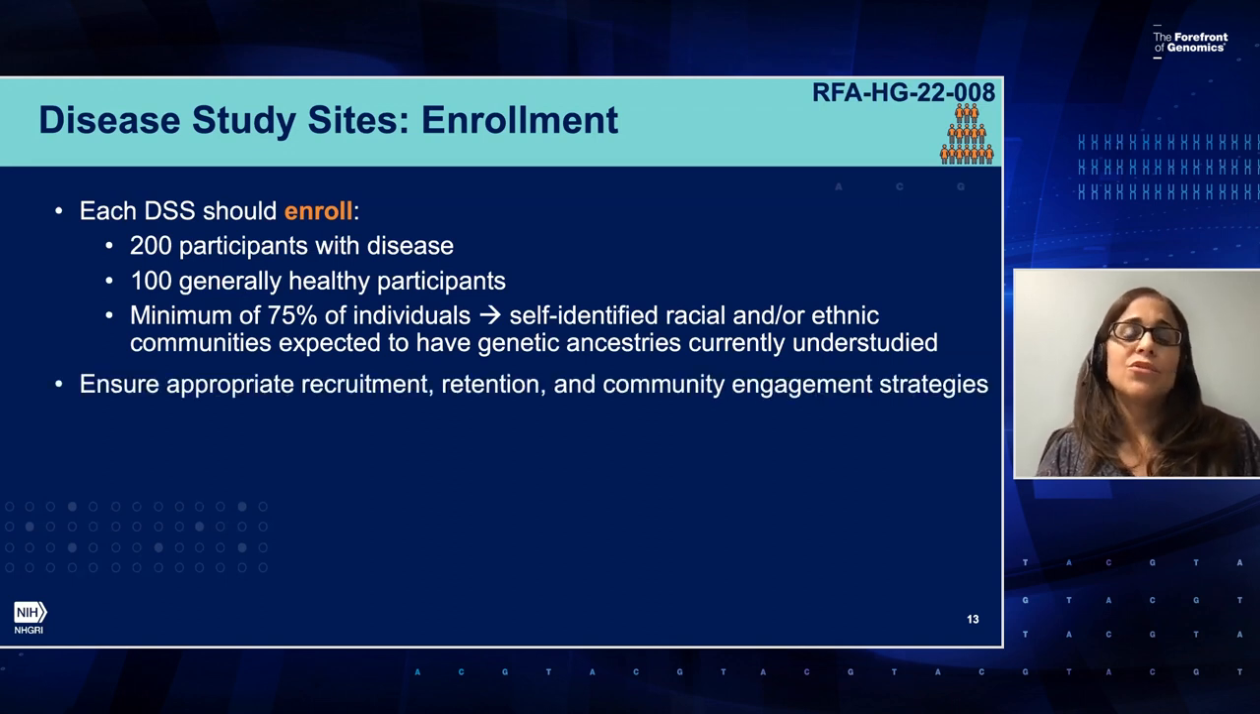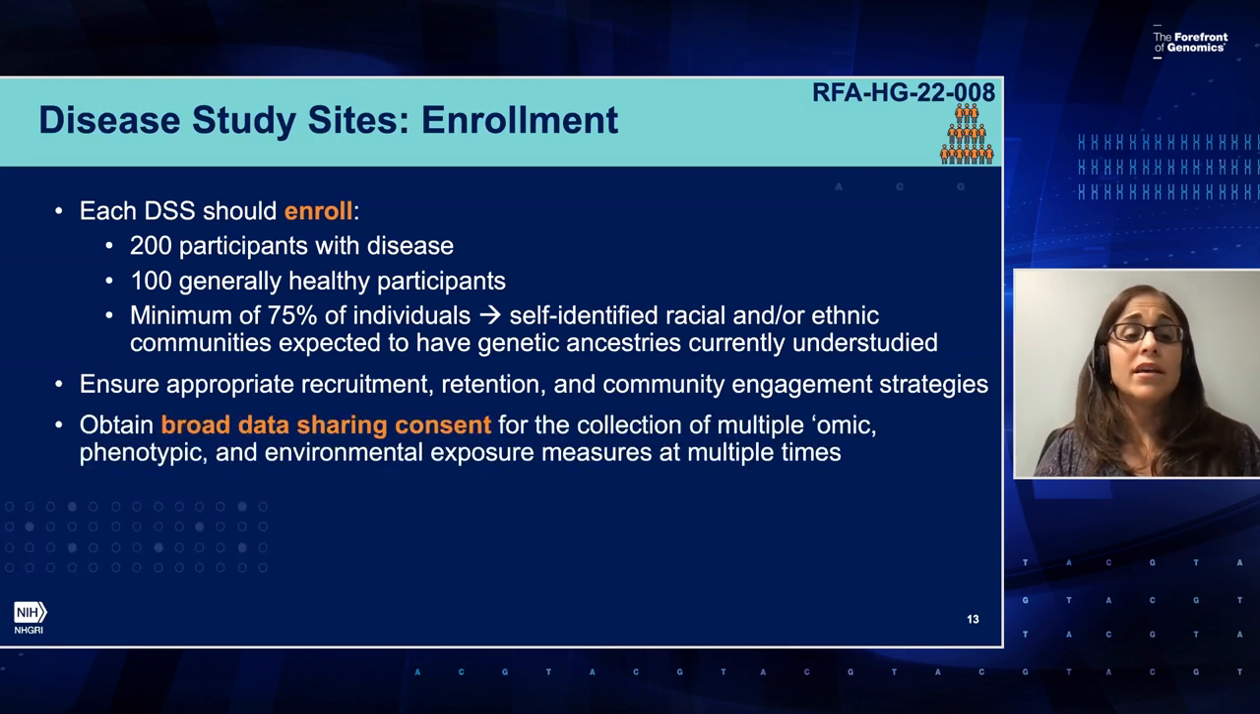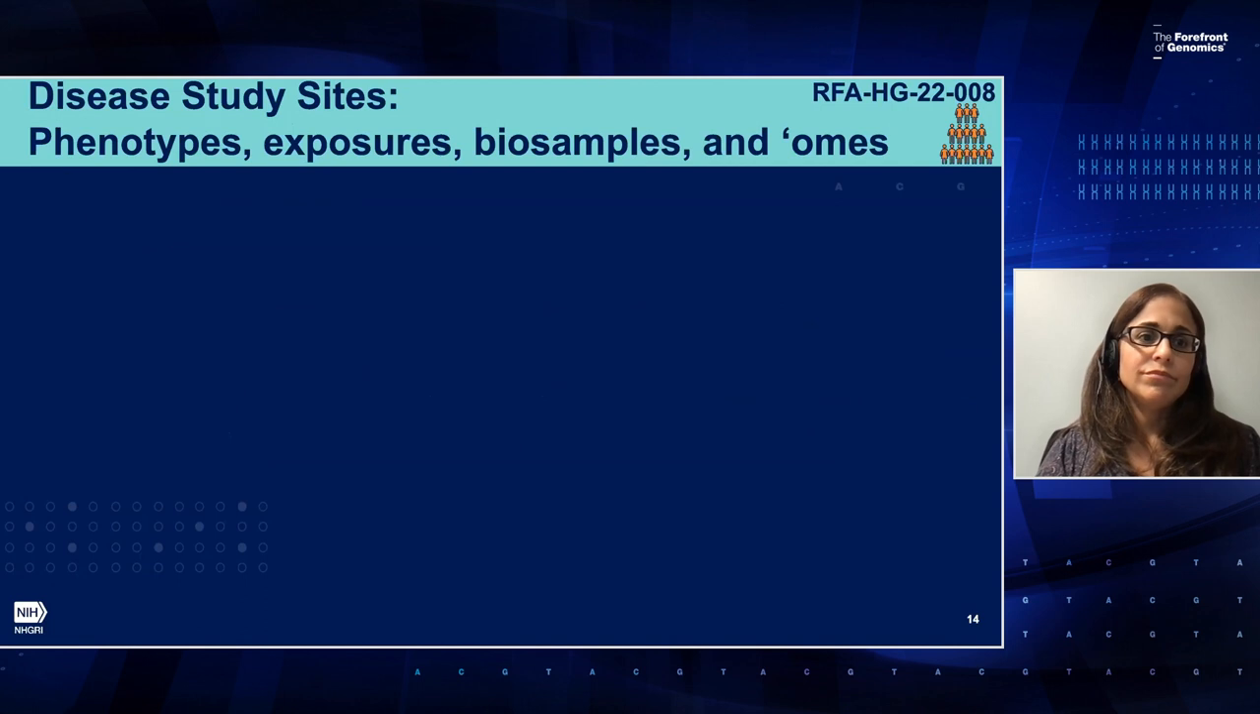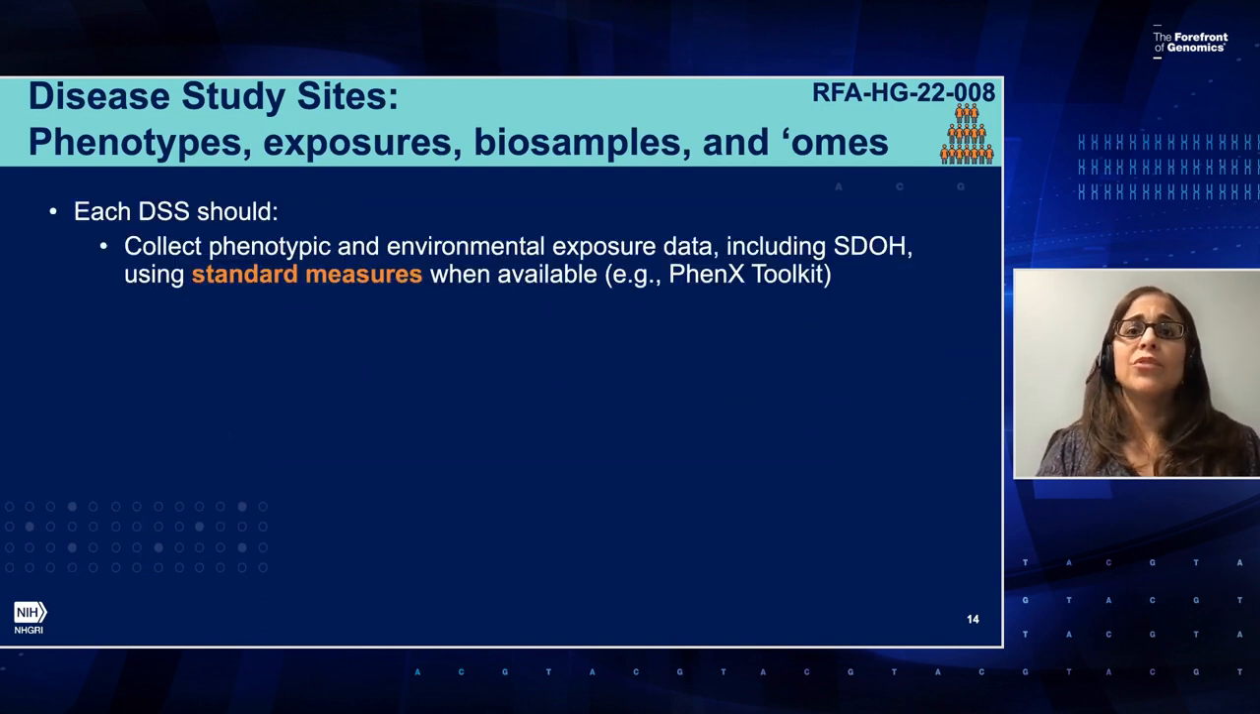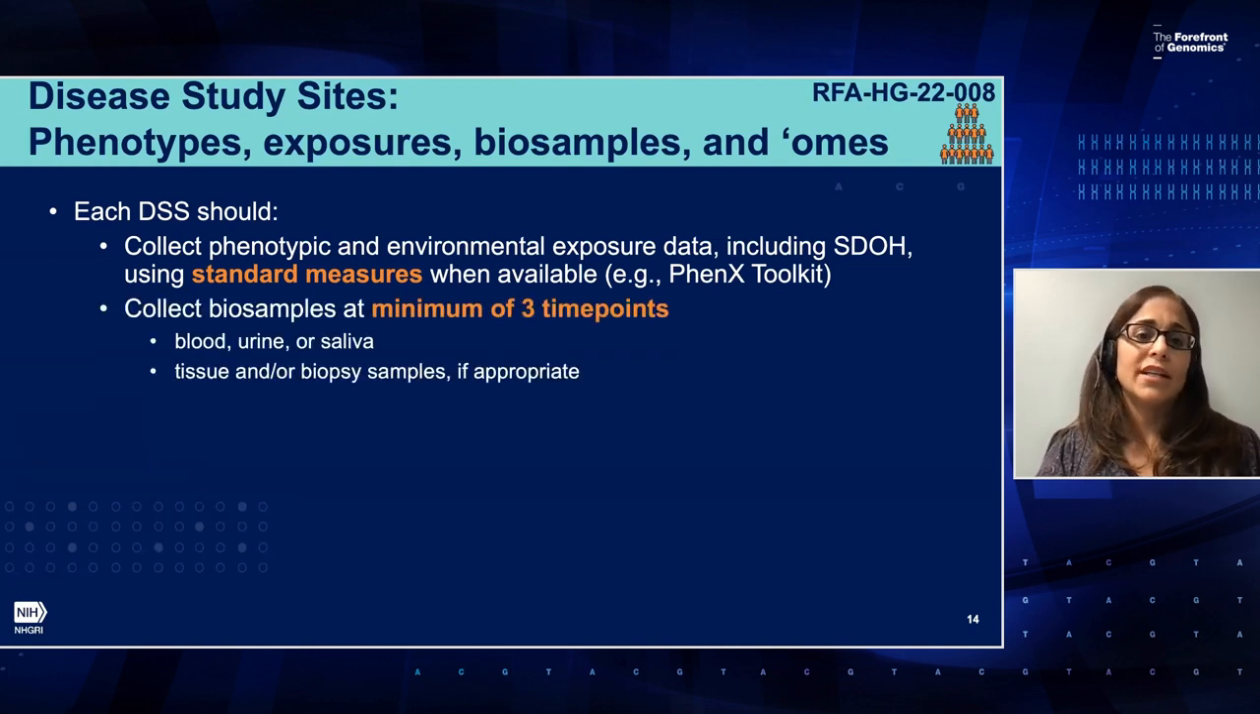We expect the DSSs to follow appropriate recruitment, retention, and community engagement strategies and processes, and to obtain broad data sharing consent for the collection of multiple measures from multiple omics data types taken at multiple time points. Now, each DSS will be responsible for collecting phenotypic and environmental exposure data, including social determinants of health, and using standard measures when those are available. Each DSS will also be responsible for collecting biospecimens at a minimum of 3 time points, for example, at baseline levels or at any of the disease states.